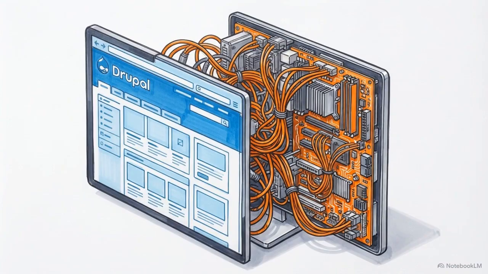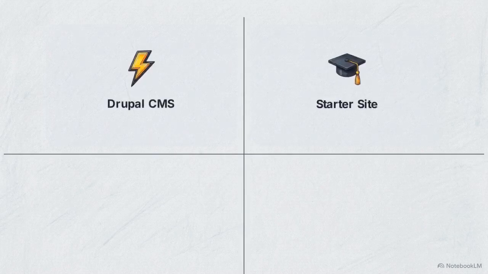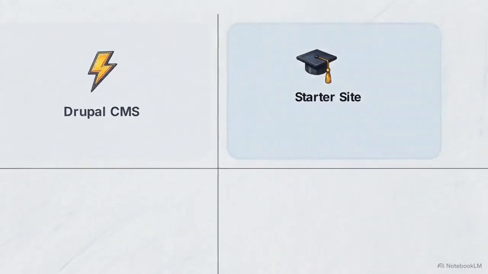The cost of that speed is abstraction. It hides the deep backend plumbing. If your developers need to get in and write heavy custom modules, this environment will fight them. On this matrix, to understand underlying structure, choose the Drupal Helps Starter Site.